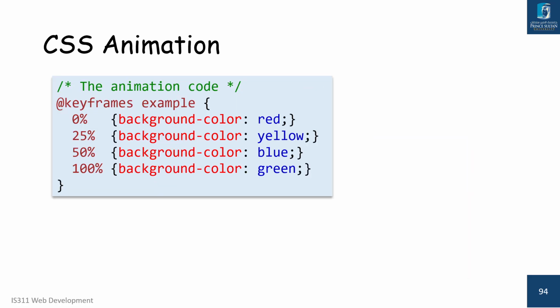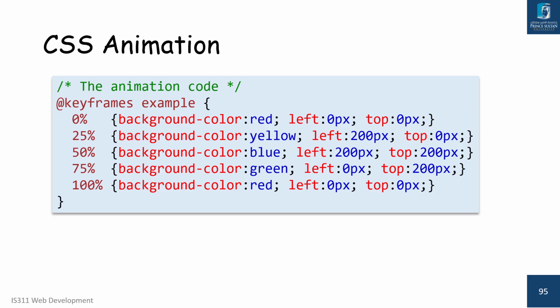From 1 second to 2 seconds, it will turn from yellow to blue. And then from 2 seconds, blue to green. And then eventually it will come back to red as well, because this is the base style. Understand? So we are specifying 0%. We can also say 0%, 10%, 20%, 30%. Again, that's up to you. I divided it into 4 different sections.